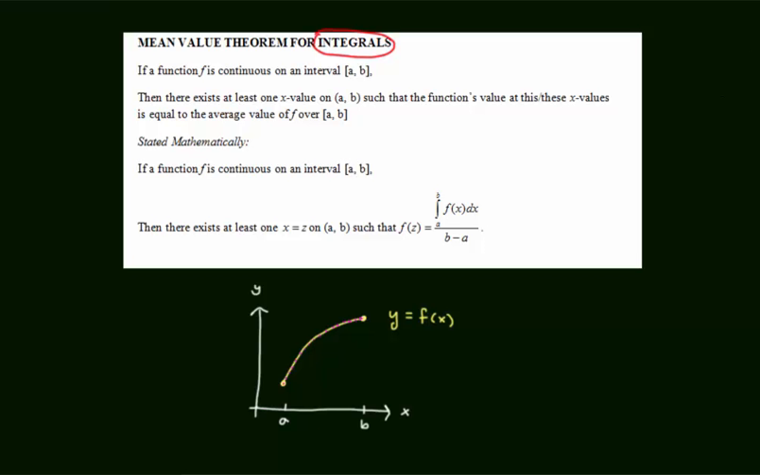So if I compute the average y value, let's say the average y value is somewhere about here in that blue color, then I can see that there is a value x, namely x equals z, such that f at z equals that average value.